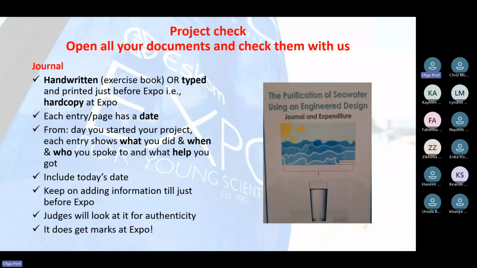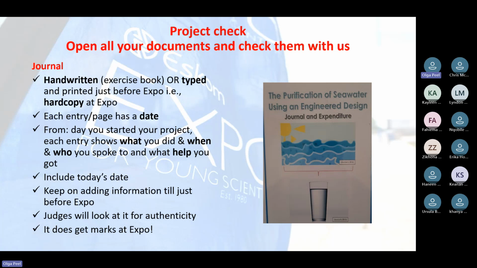Okay, let's just look at the journal. So it can be handwritten or typed and printed just before Expo, but again, must be in hard copy as a separate document on the table. Each entry or page has a date. In other words, the beginning of the project was your first date, and you'll date it, including today, until just before Expo. So what does a journal show? It shows what you did, when you did it, who you spoke to, and what help you got.